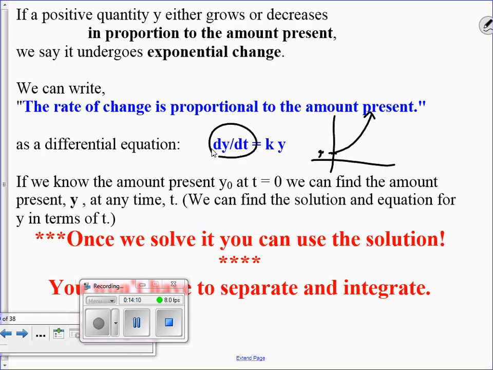We're going to solve it. And here's the good news. Once we separate and integrate and get a solution, you just have to know the solution. You're just going to memorize it. You can use it. You don't have to do it every time. Who's up for that?